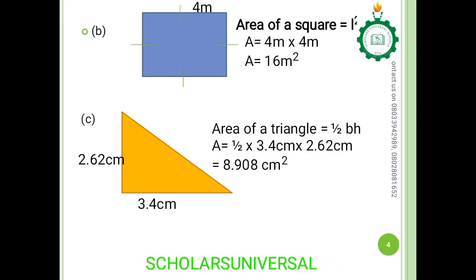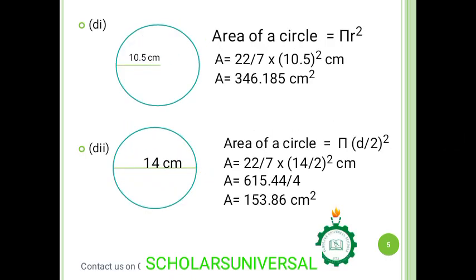square. Let's look at the C part where it has to find the area of the triangle. The formula of finding the area of a triangle is what? Half base times height. So if you substitute in your values, you have 8.908 centimeter square.